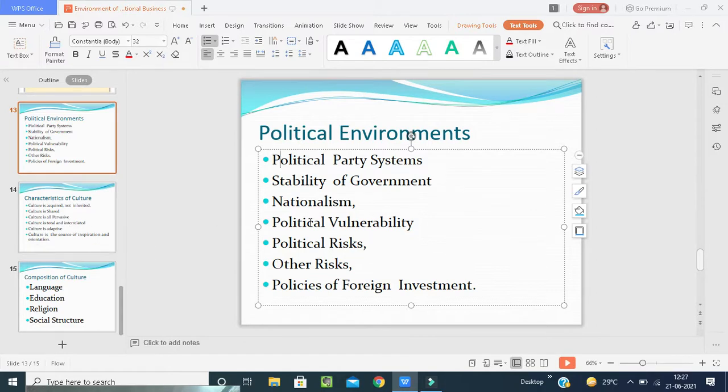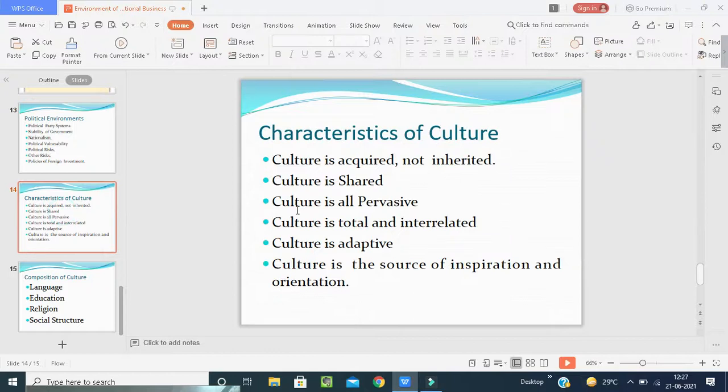Now, what are the characteristics of culture? Culture is acquired, not inherited. If one person is going to that place, they have to go and acquire it. Then culture is shared. People can share their culture with each other. Even if I am going as an expert, we have to adopt their culture. Culture is all pervasive, acceptable.